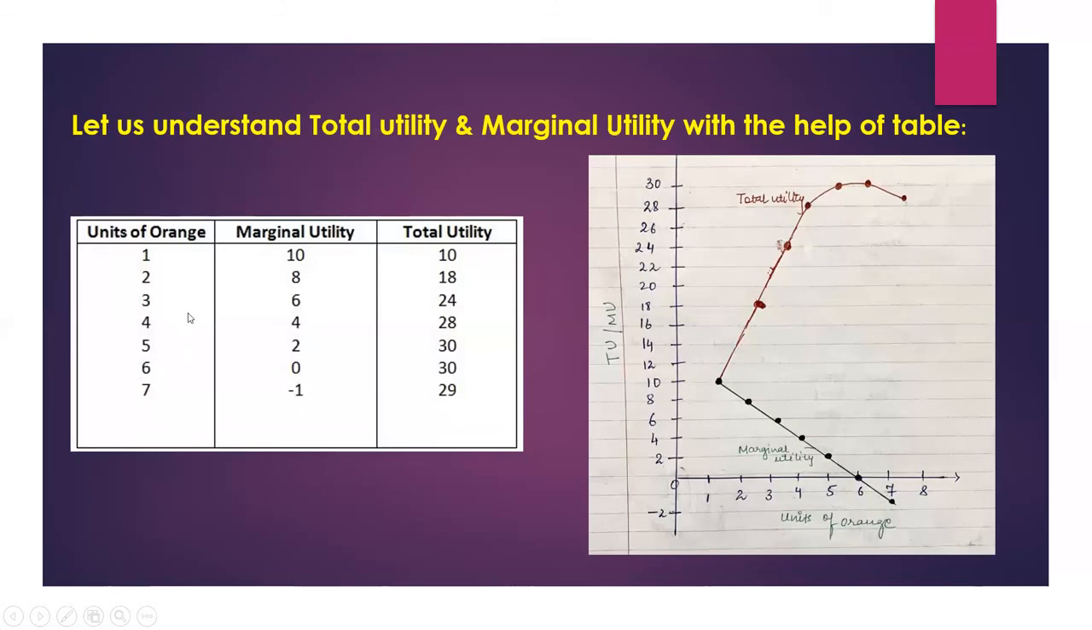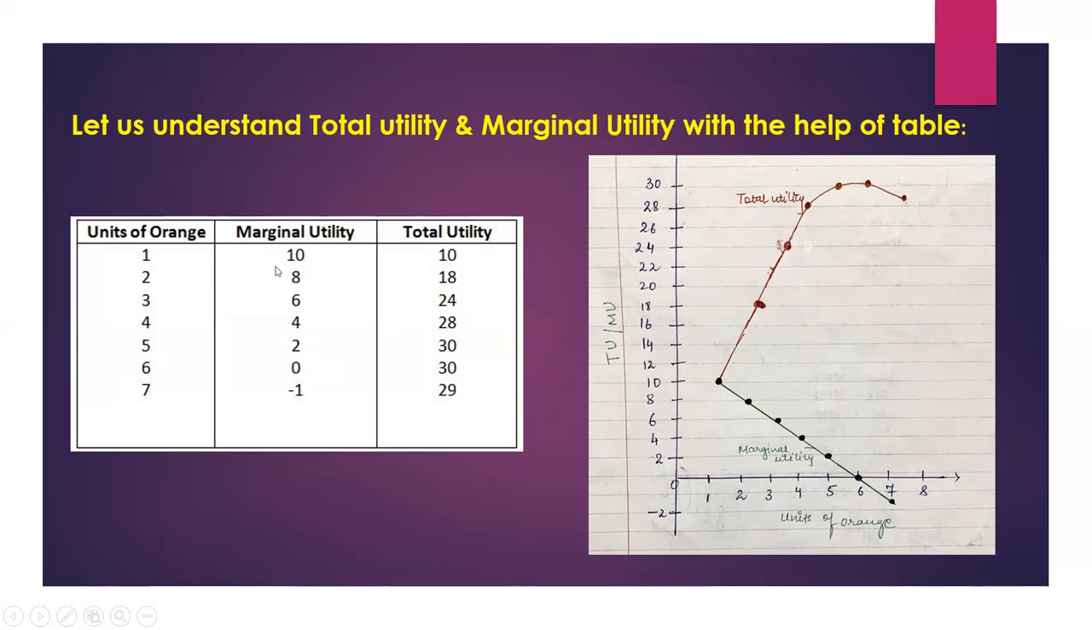If we keep on consuming the oranges, we can see that the behavior of marginal utility is declining in nature. As we consume each additional unit of orange, the marginal utility keeps on decreasing. That means 1 unit of orange gives you the highest utility, that is 10. 2 units of orange gives you 8 utils. 3 units of orange is 6 utils. And when we move to 7 units of orange, we have a negative satisfaction, that is -1 util.